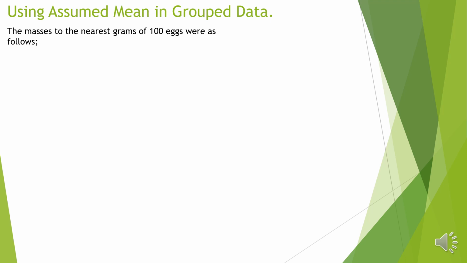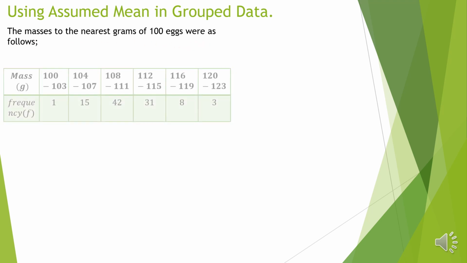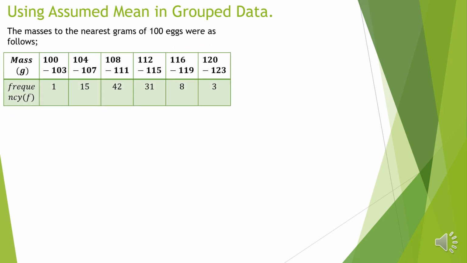that the masses to the nearest gram of 100 x were recorded as follows. The table is also provided there. Now, if you look at the table, masses are given in classes, and then the frequency of the respective classes is also given. From there, the question goes that you are required to find the mean mass. The requirement here is to find the mean mass.